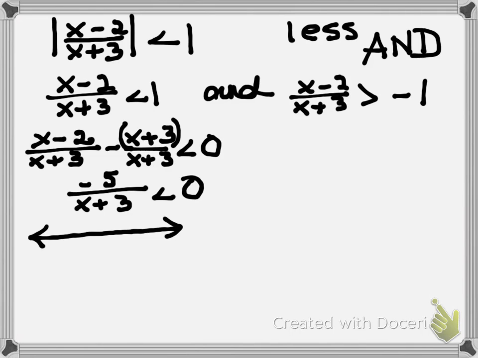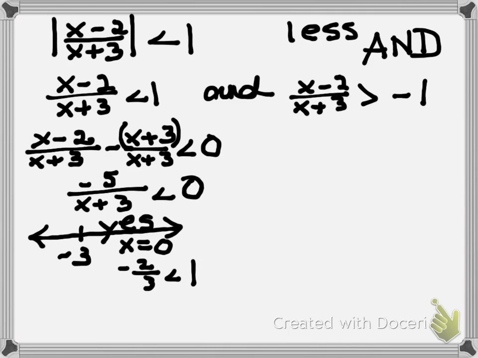Then that's going to give you a solution of negative 3. So that gives you two regions to test. We're either going to test to the right or to the left of negative 3. So let's test to the right. Let's test 0 in the original equation. So 0 minus 2, or negative 2, over 0 plus 3, which is 3. Is negative 2/3 less than 1? And it is. So this portion of the graph works.